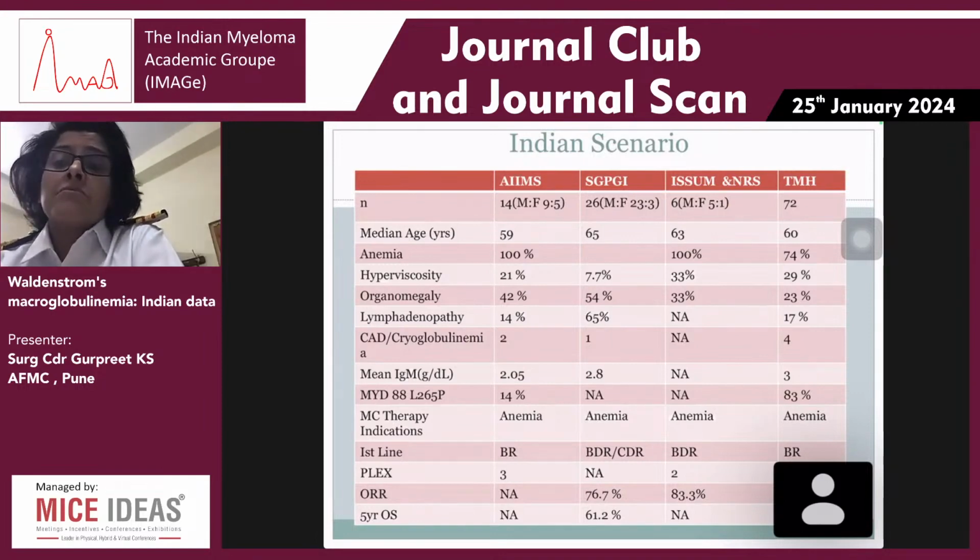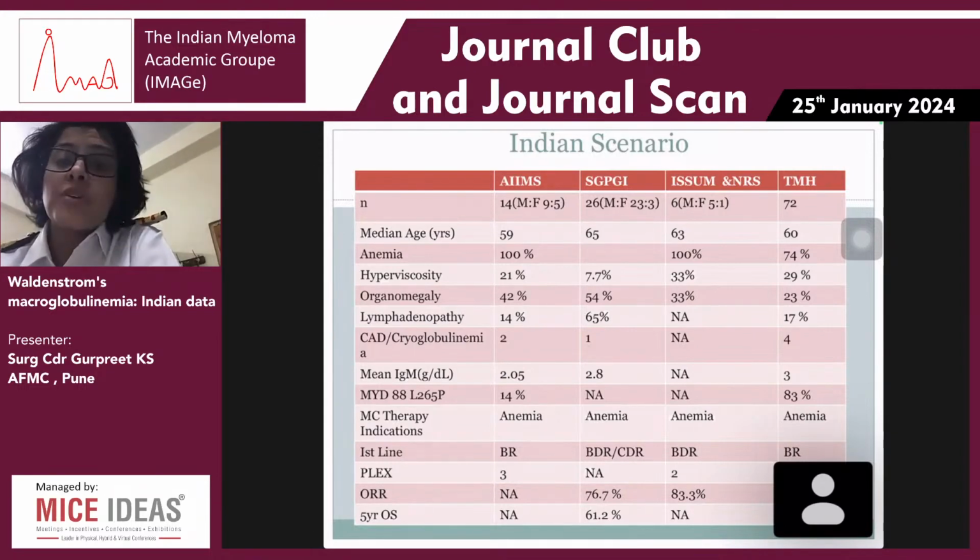Organomegaly, again, in the SGPGI study, 50% patients had organomegaly, which was way more than what was shown in the study at TMH. The mean IgM levels varied from 2.05 gram per dL to 3 gram per dL in these studies. The MYD88 mutation was only done in 2 of these studies from AIIMS and TMH. In TMH, the incidence was 83%, whereas in the study from AIIMS, it was just 14%.